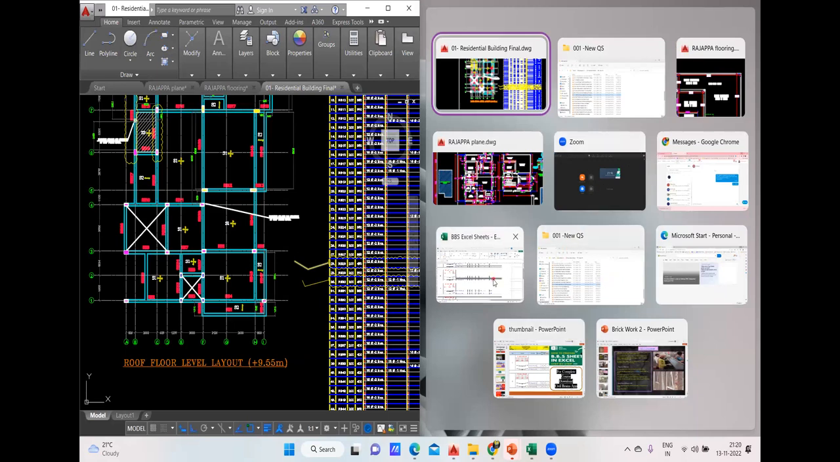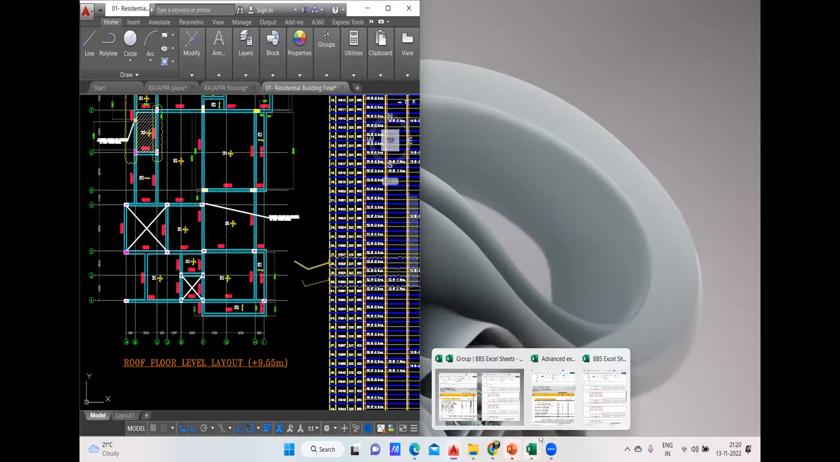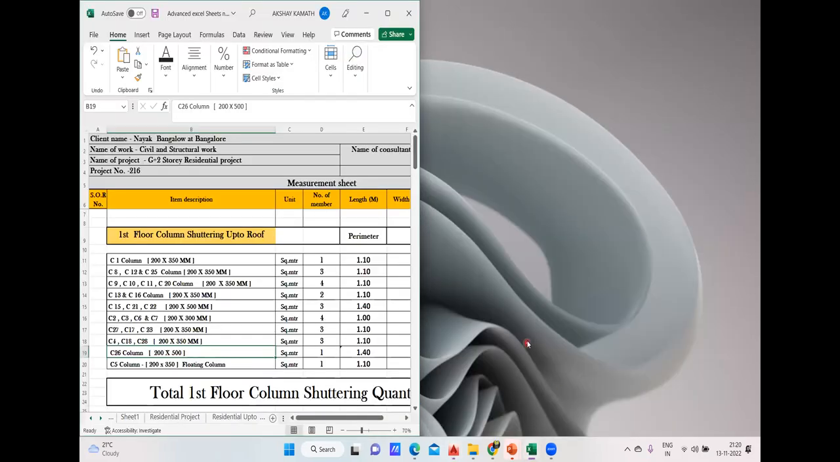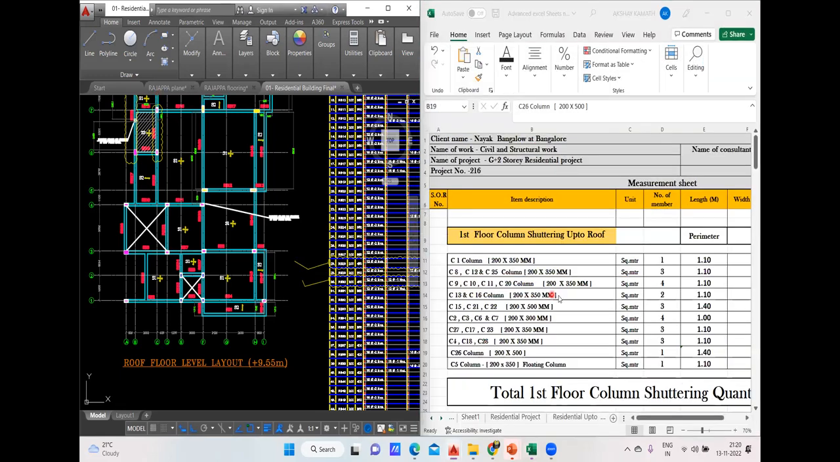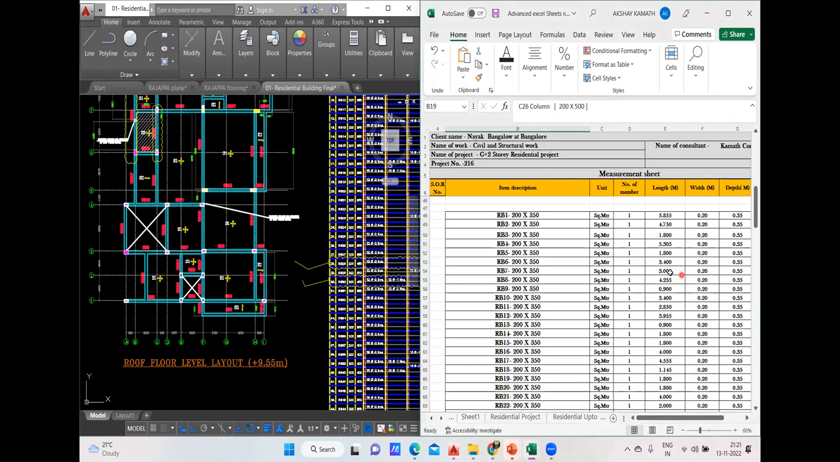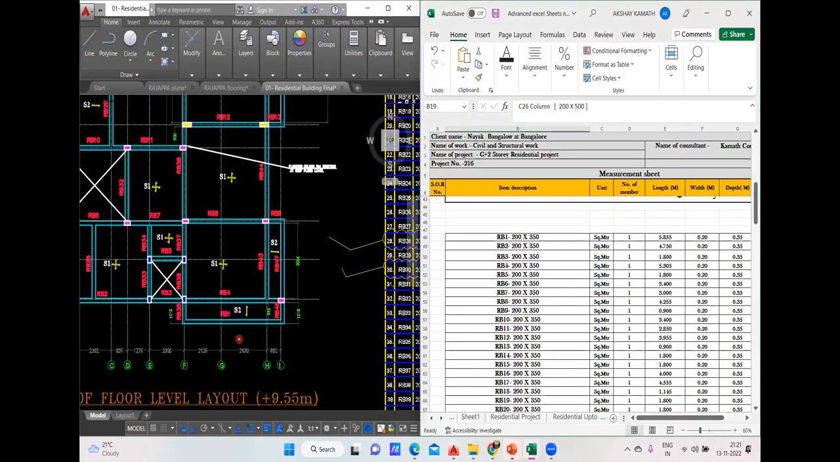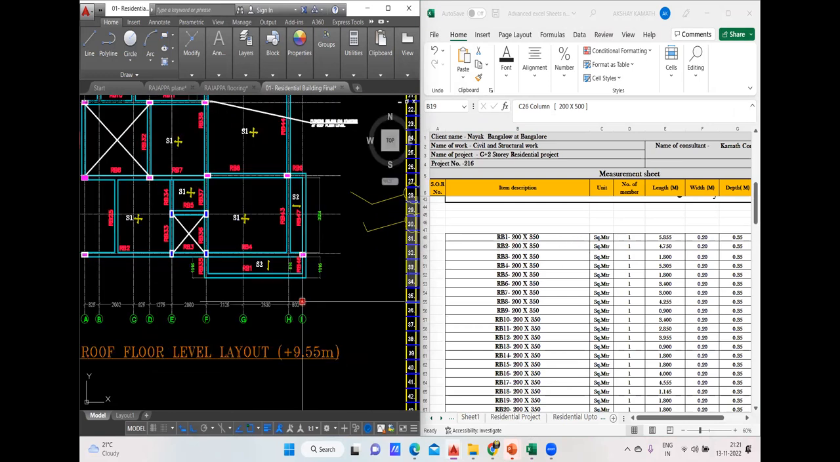So let me go with the Excel sheets now. Go with the other one. Yeah, fine. So I think we should start from here. Yeah, the RB1 part. So you know how it has to be done. So where is my RB1? See, right now I'm doing the roof floor level layout. So it's written here RB1.